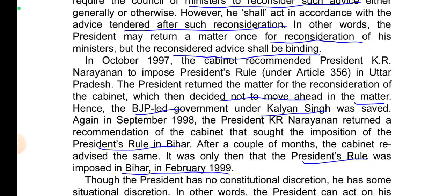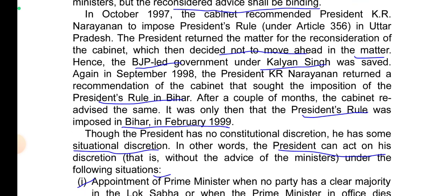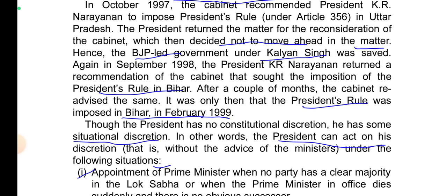In other words, the President may return a matter once for consideration of his ministers, but the reconsidered advice shall be binding. In October 1997, the Cabinet recommended President K.R. Narayanan to impose President's rule under Article 356 in Uttar Pradesh. The President returned the matter for the reconsideration of the Cabinet, which then decided not to move ahead in the matter. Hence, the BJP-led government under Kalyan Singh was saved.